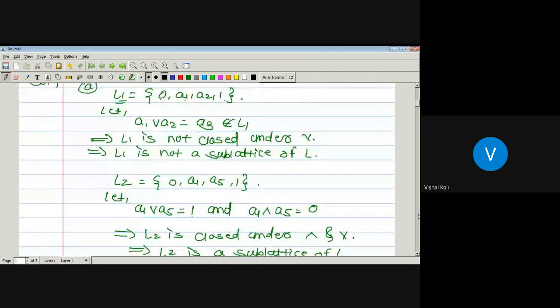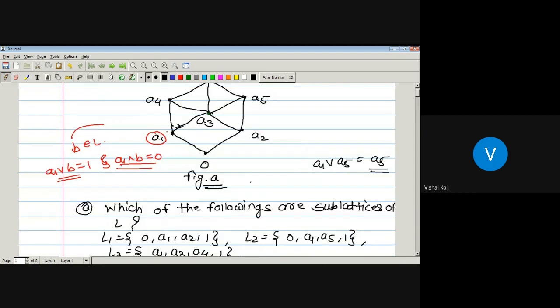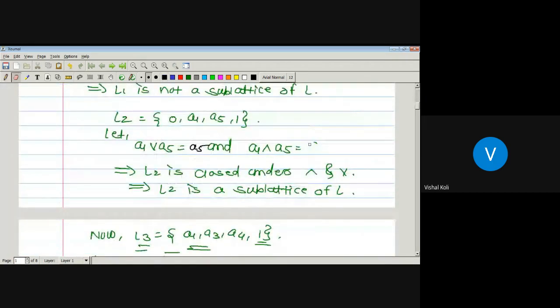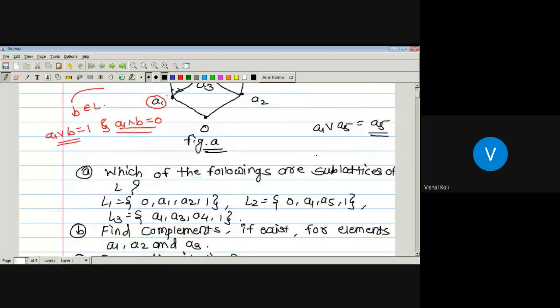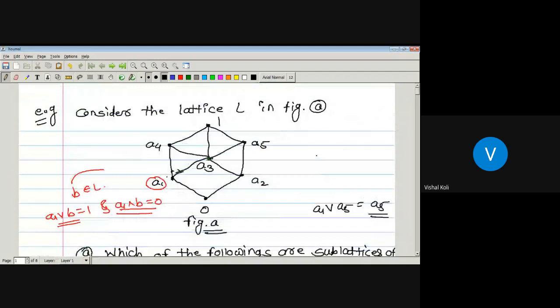L2. Here A1 join A5 is not 1, it is A5. And A1 meet A5 is A1. And both are the members of L2, so it is a sublattice of it.